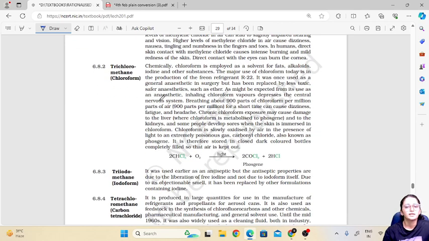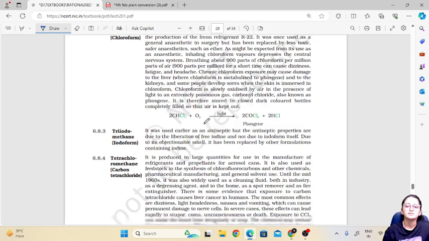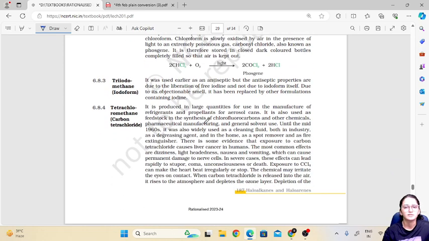Then trichloromethane, that is chloroform. It is used in the production of freon refrigerant R22, and it was also used as a general anesthetic earlier, but because of its toxicity it has been replaced by other anesthetics. Breathing about 900 parts of chloroform per million parts of air for a short time can cause dizziness, fatigue and headache, and chronic chloroform exposure also causes damage to the liver and kidney. That's why exposure to this gas is not good.